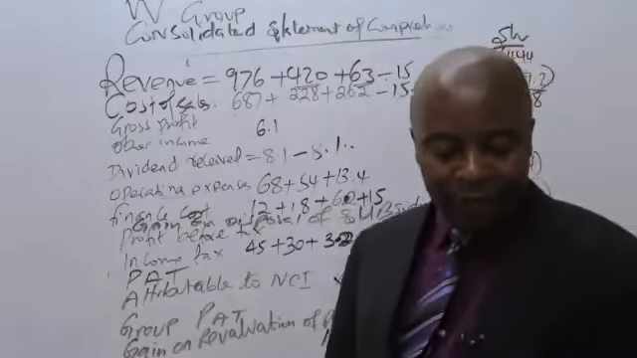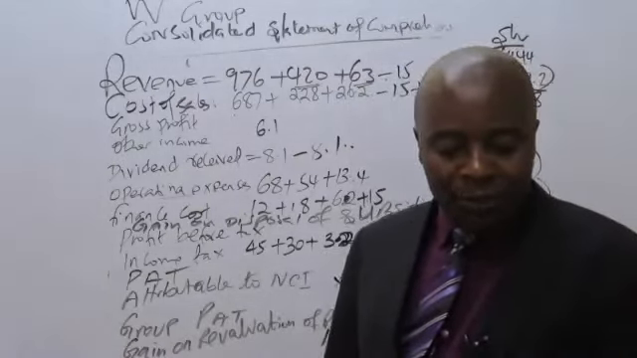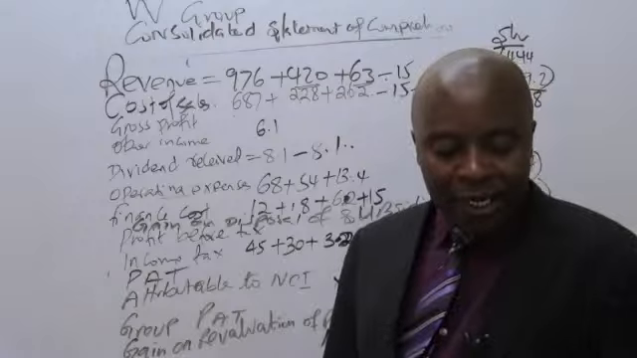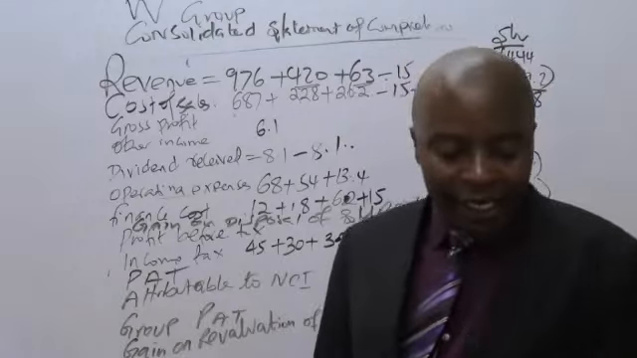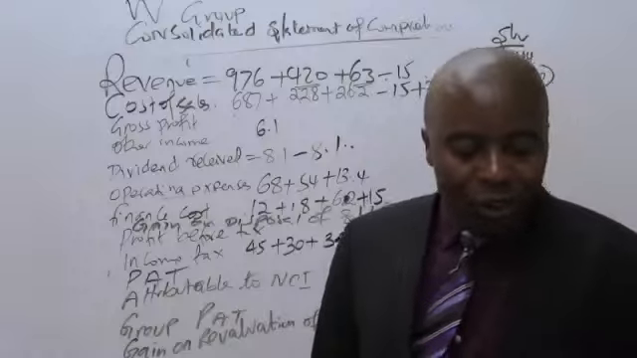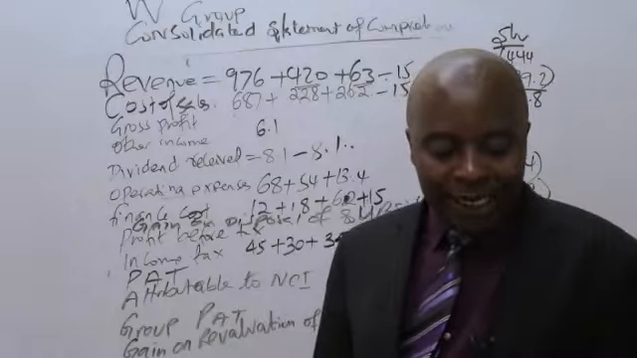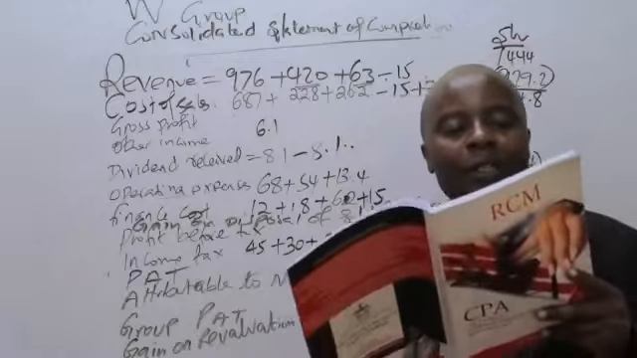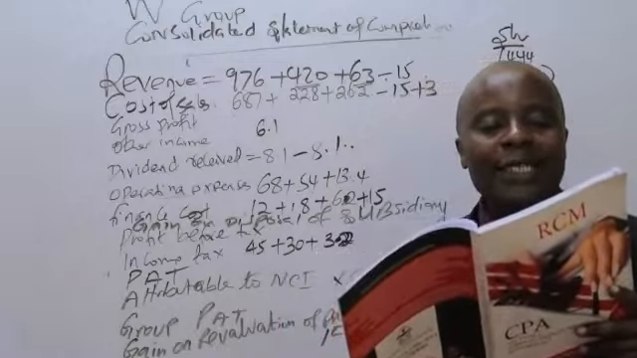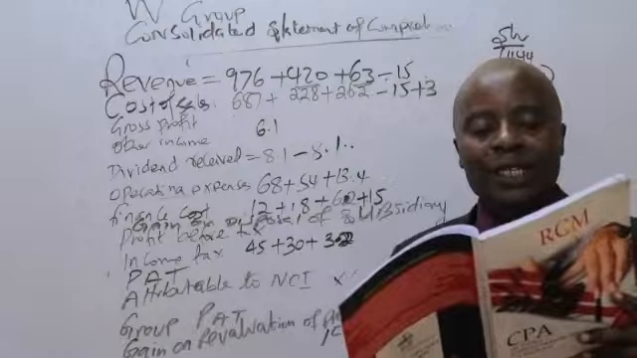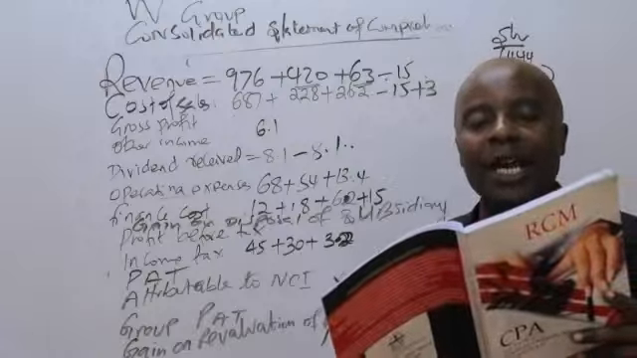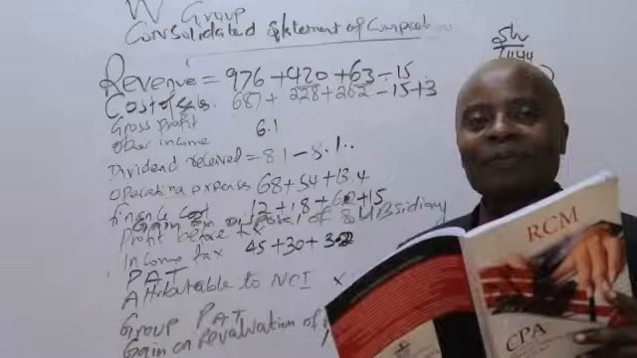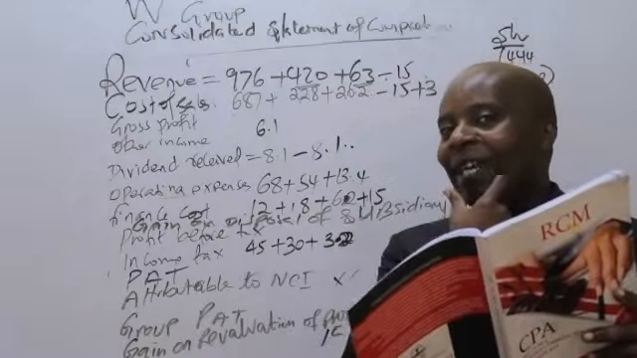Now, ladies and gentlemen, let's jump to number 1. Number 1, they want us to give them the gain or loss on disposal of shares. Remember note number 2, they told us that W Limited sold its entire 60% equity holding in S Limited at the end of the year.